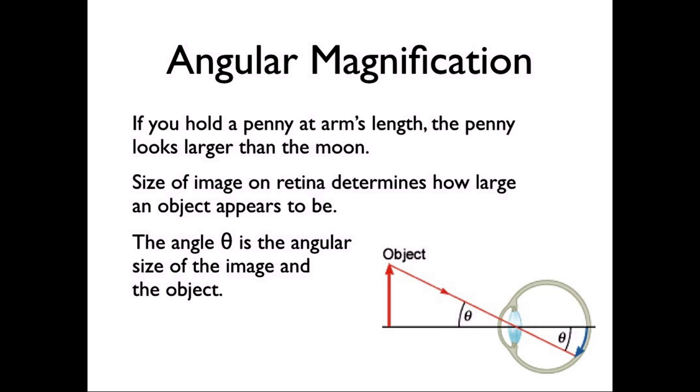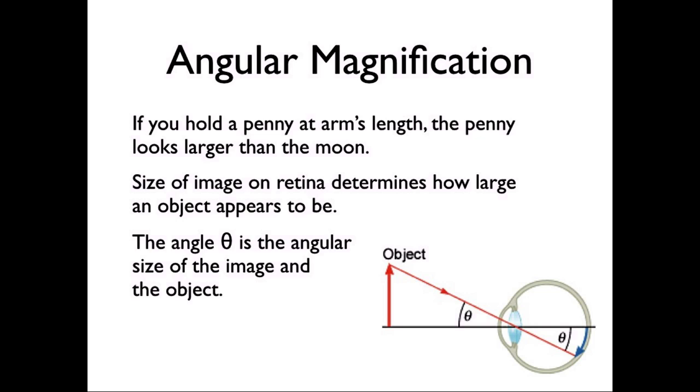In fact, I think it's something about the size of a pea that is needed at arm's length to cover the moon, which surprises most people because most of us would say the moon is much larger than that. But the size of how big the image is on the retina determines how large our brain thinks objects are. And the angle is the angular size of the image and that object.